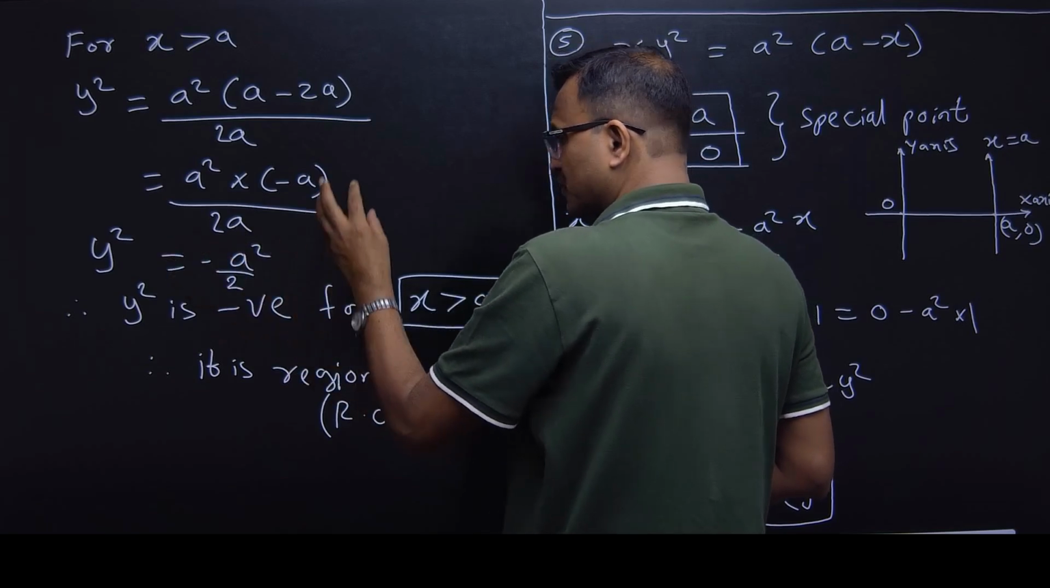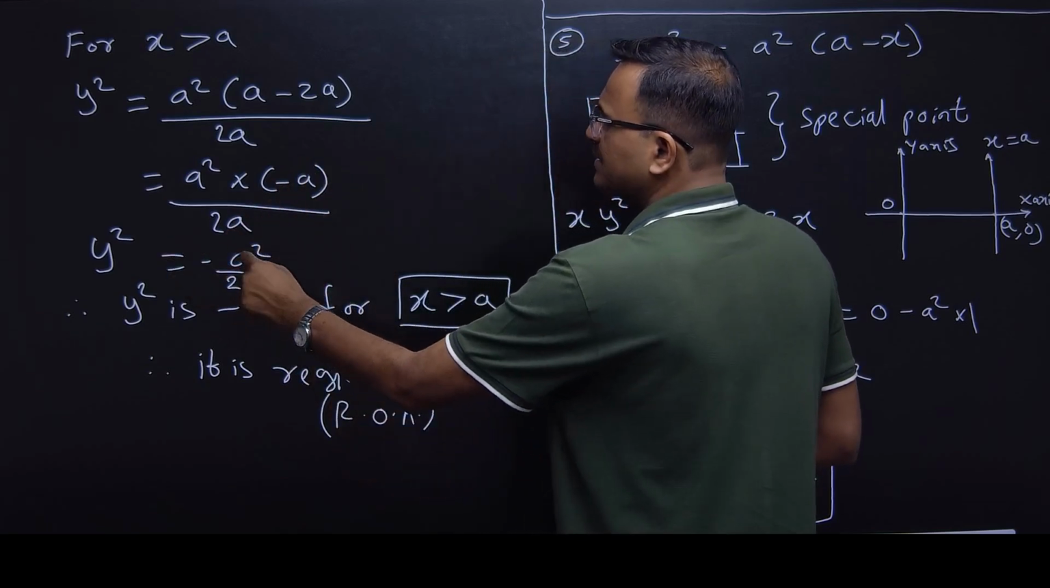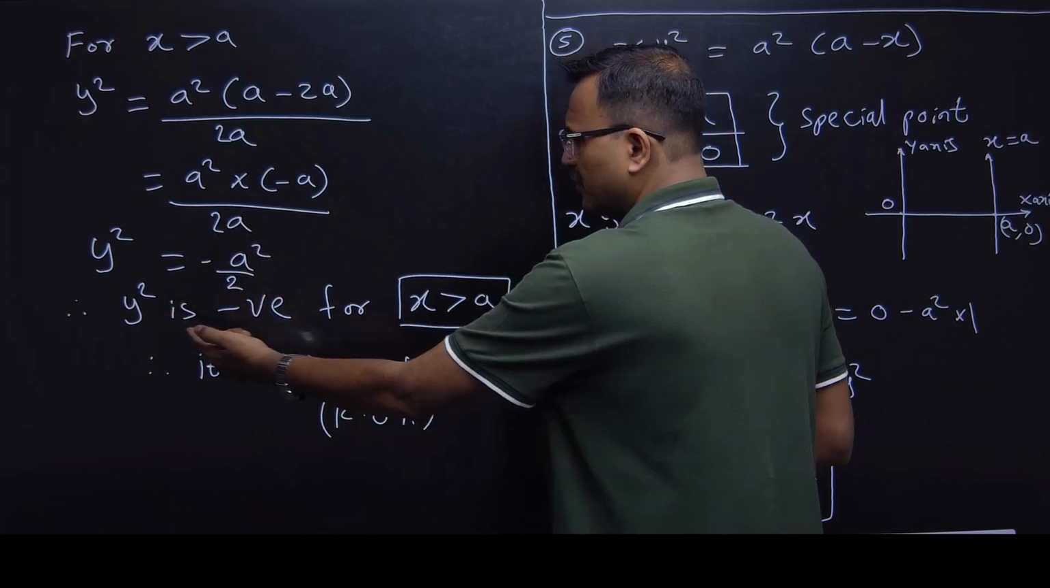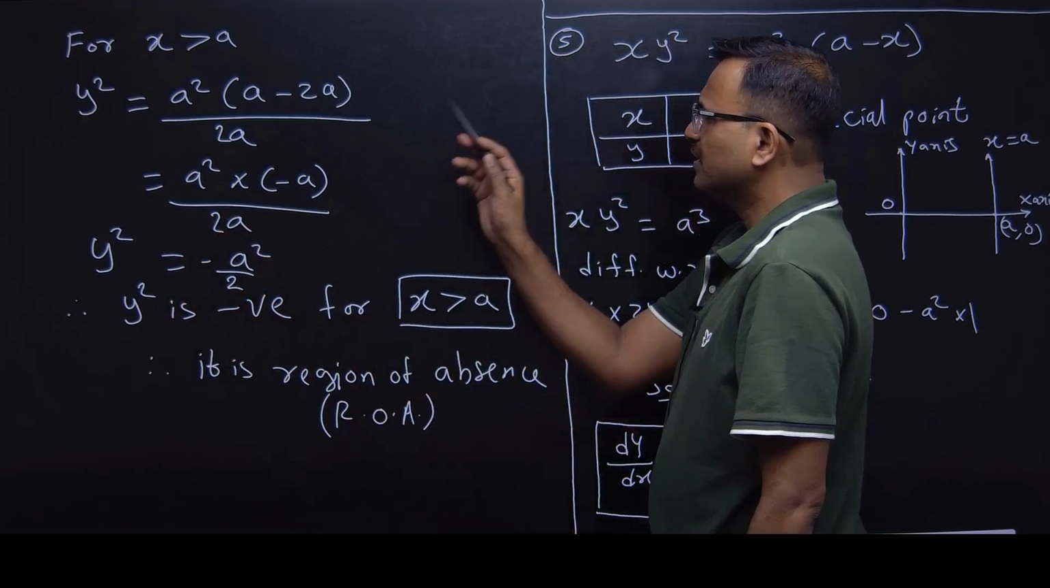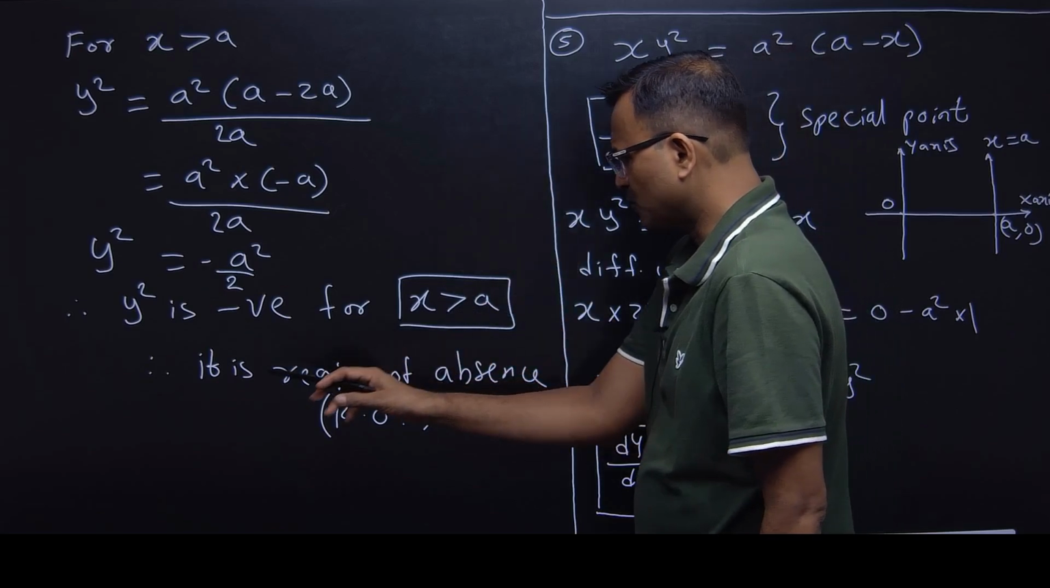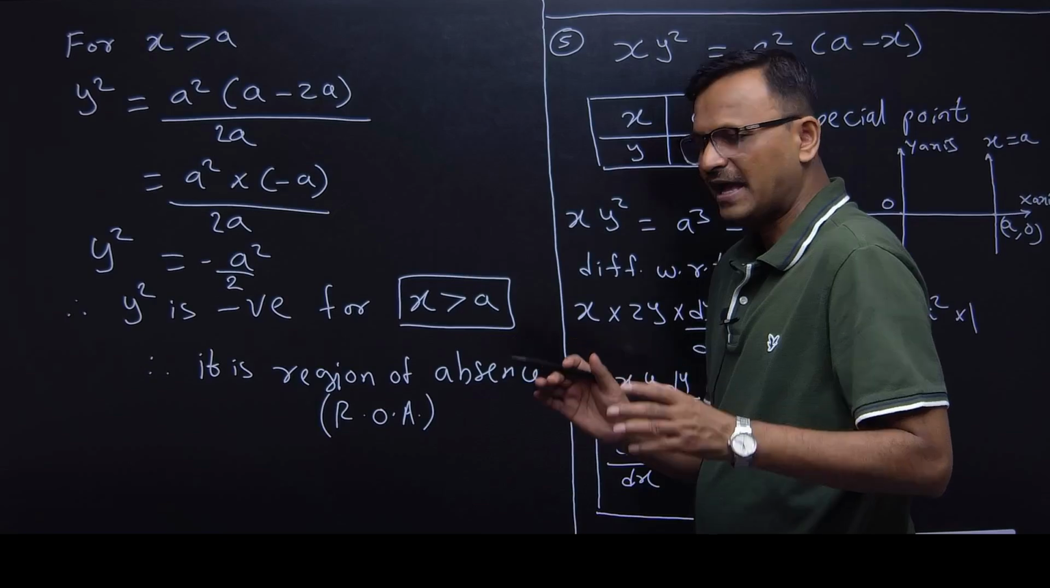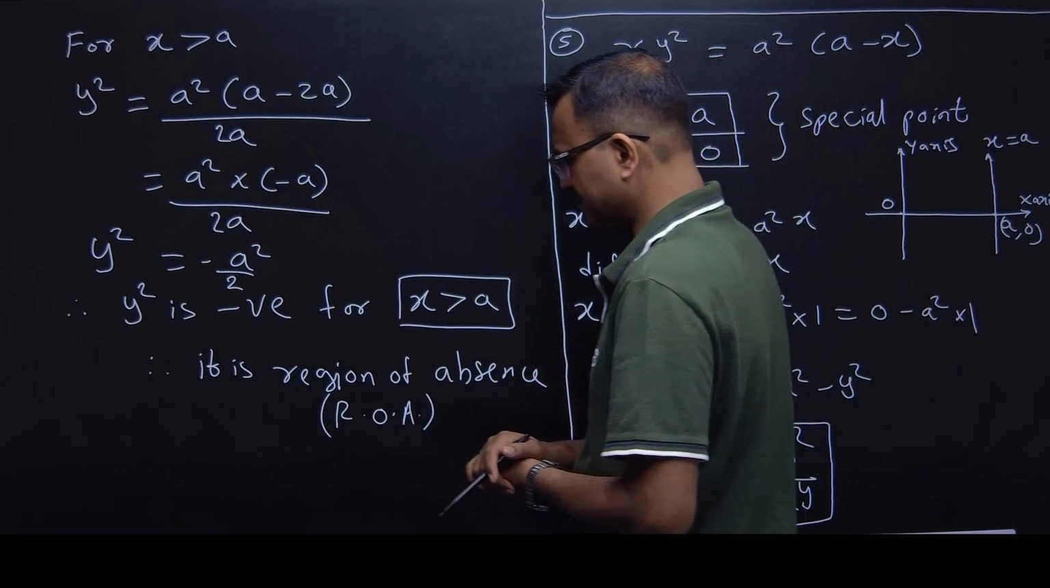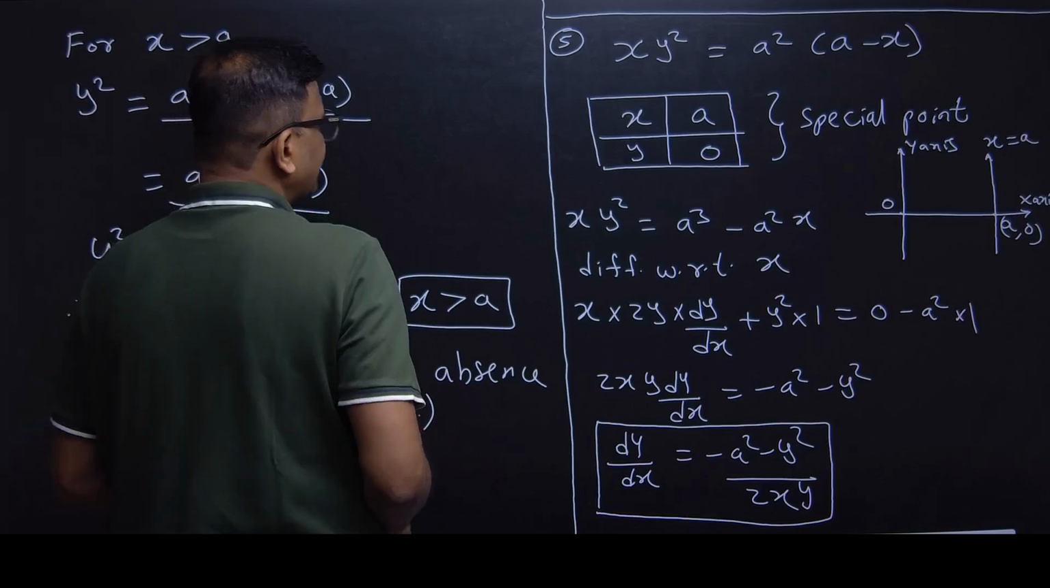Y square is negative. See, we are not interested in the magnitude, but we are interested in the sign, whether it is positive or negative. We can see that y square is negative in that region, x more than a. So therefore we can say it is a region of absence. The curve is not going to exist in that region. So we have found out region of absence.